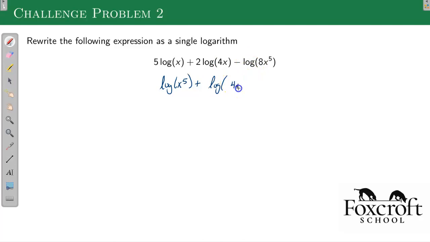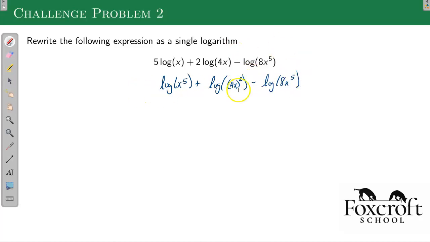You might write 4x squared. That's not actually what's happening, because the way I write it like this, that means the squared's only being done to the x. But when the squared comes in, it should go to the whole inside. So I want to do 4x, and that's all squared. So I need a little set of parentheses, and then minus log of 8x to the 5th.